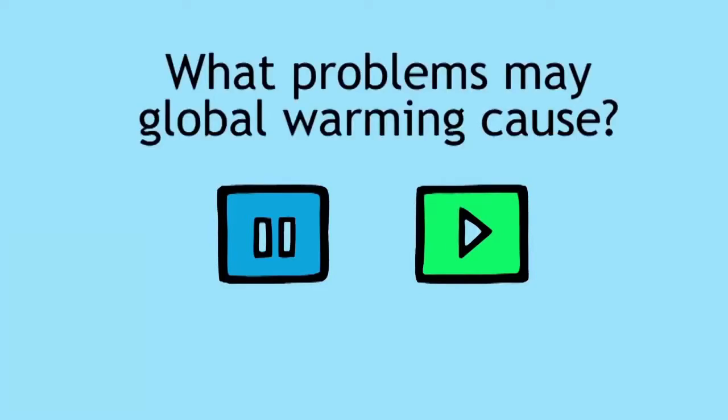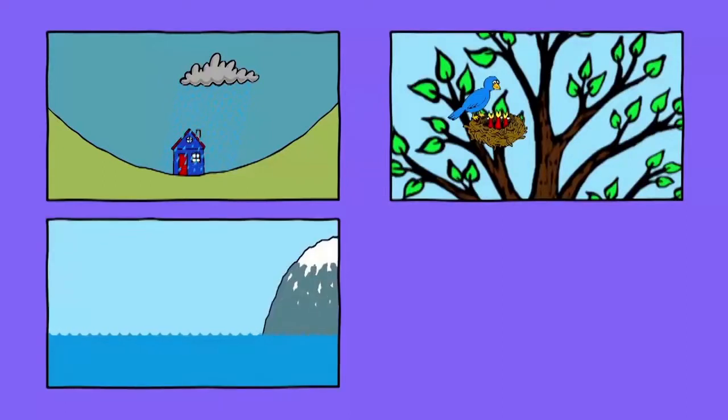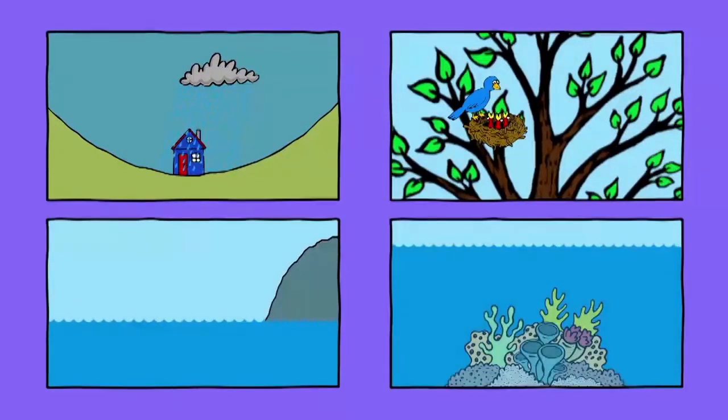Pause the video and think of some problems that this global warming might cause. You may have thought of changing climate, extremes of weather, problems for ecosystems, rising sea levels, or ocean acidification. Let's look at these one by one.